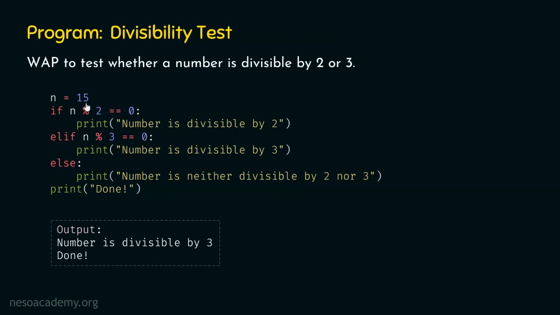What happens if we change this value to 17? 17 is a prime number. Neither is it divisible by 2 nor is it divisible by 3. Hence, the else statement will be executed. This means that number is neither divisible by 2 nor 3 will be printed and done will be printed. Therefore, we'll get this output, number is neither divisible by 2 nor 3, done. So with this, I hope it is clear how to write a program to test whether a number is divisible by 2 or 3. Now let's execute this code in Visual Studio Code and see the output.